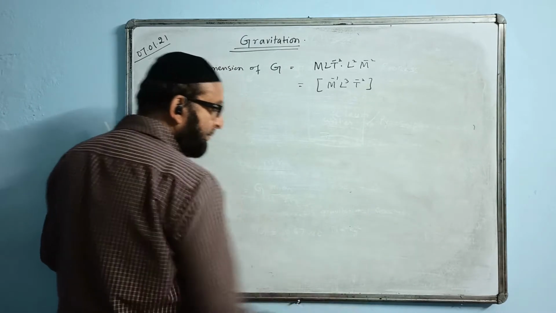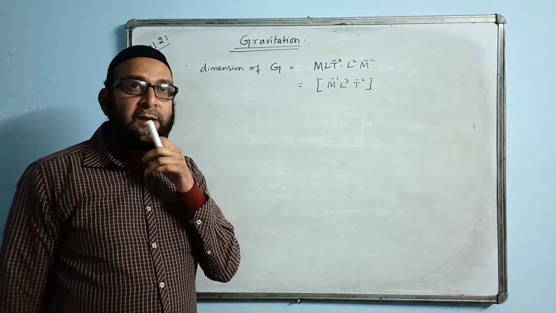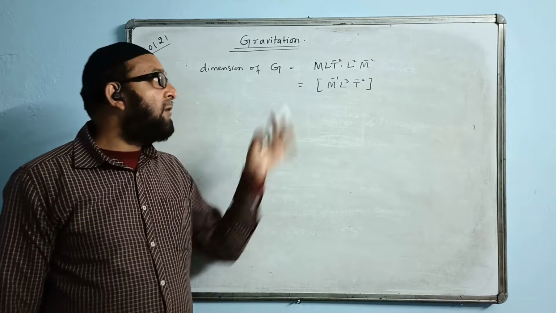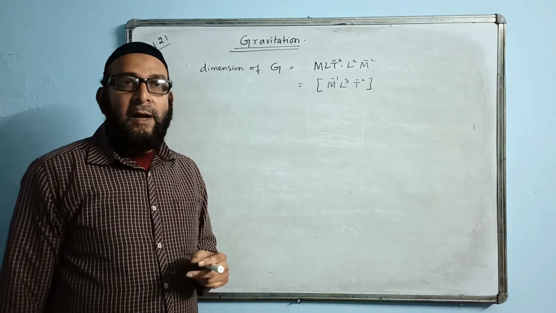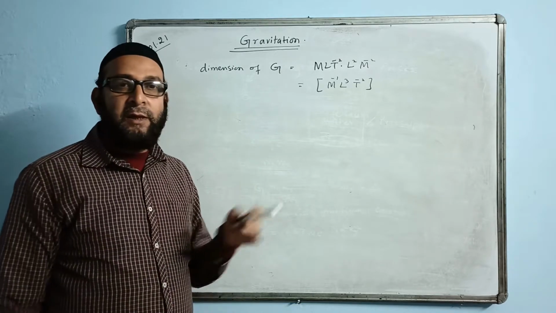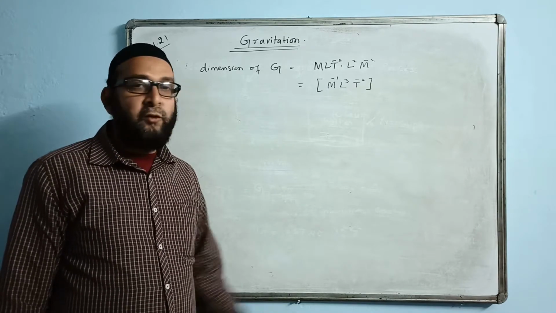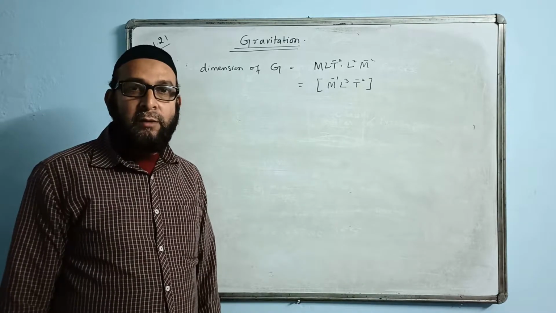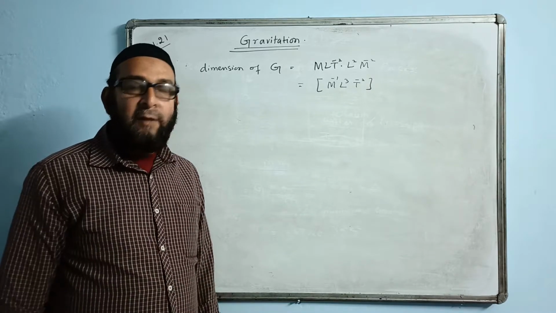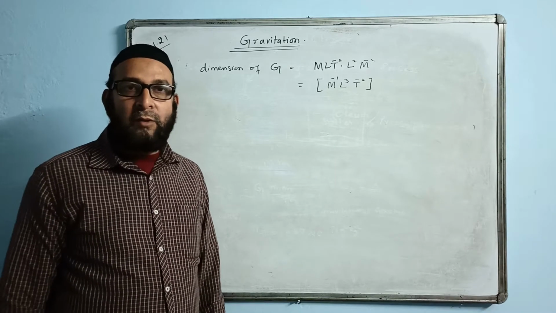Why is it called universal? Because the value of G is universally true. It means the value of G does not change. At any point of the universe, the value of G is fixed, that is 6.67 into 10 to the power minus 11, unit I have given already, Newton meter square kg minus 2. That value never changes. Even if you go anywhere else within the universe, the value of G will remain the same.